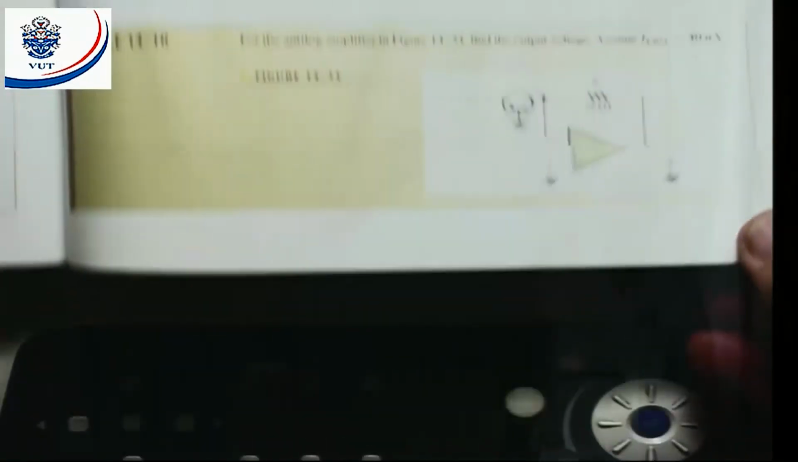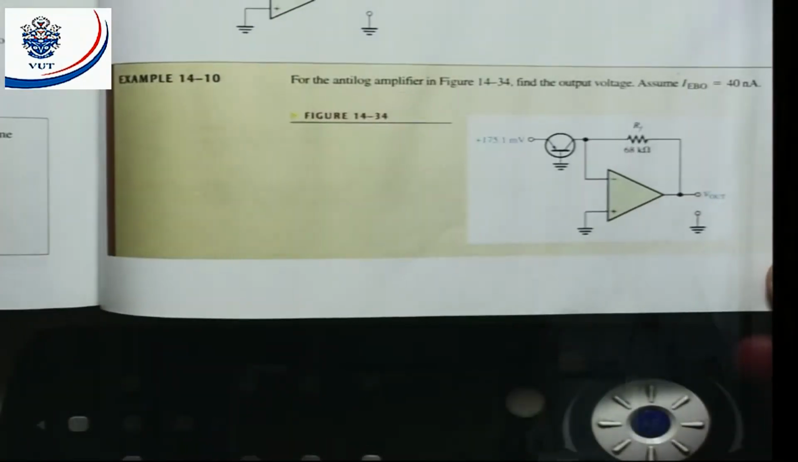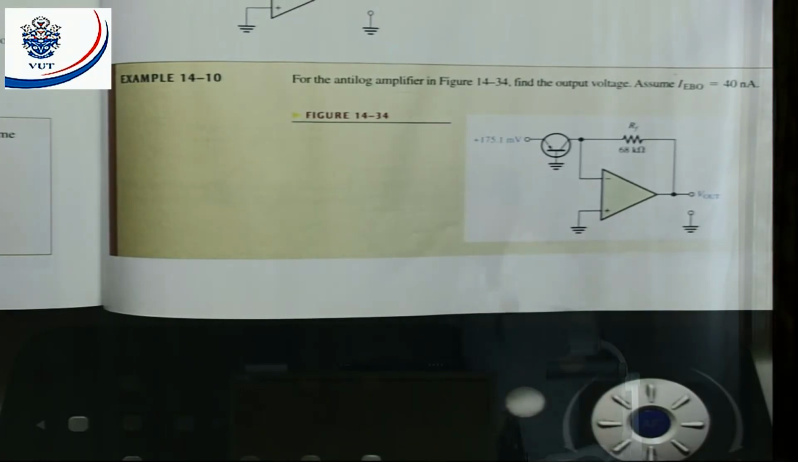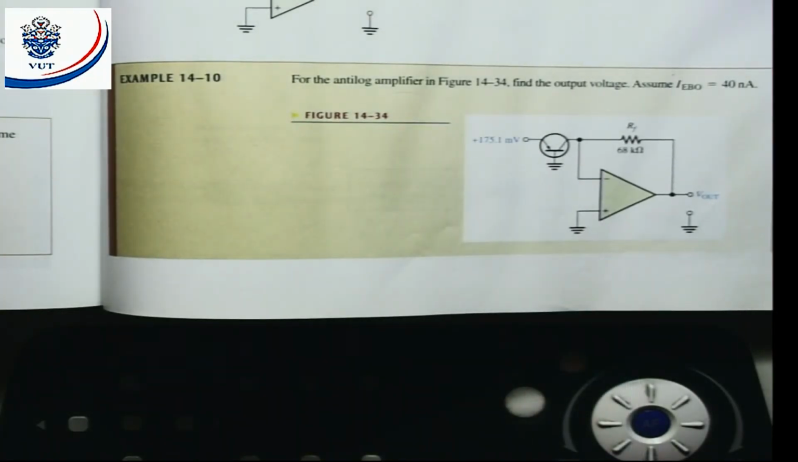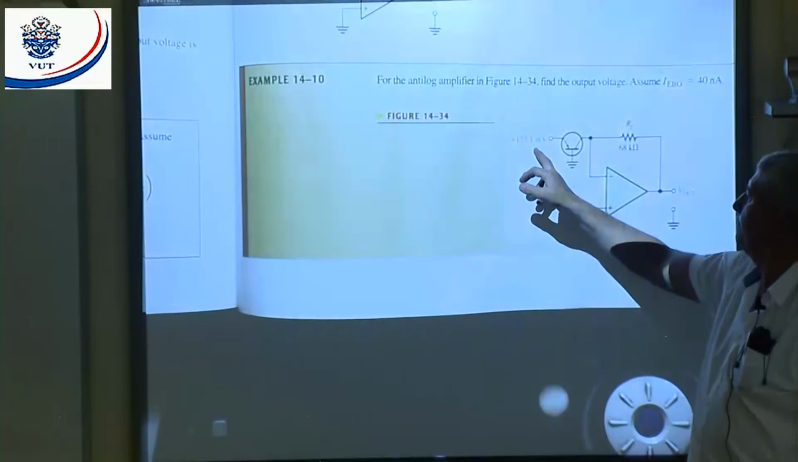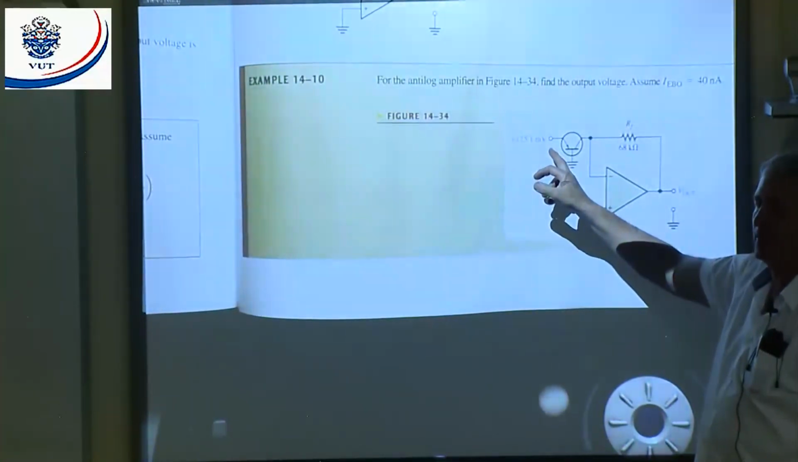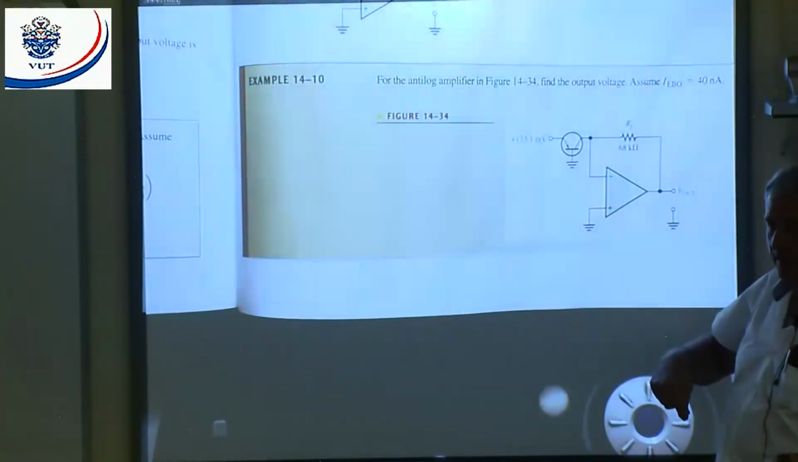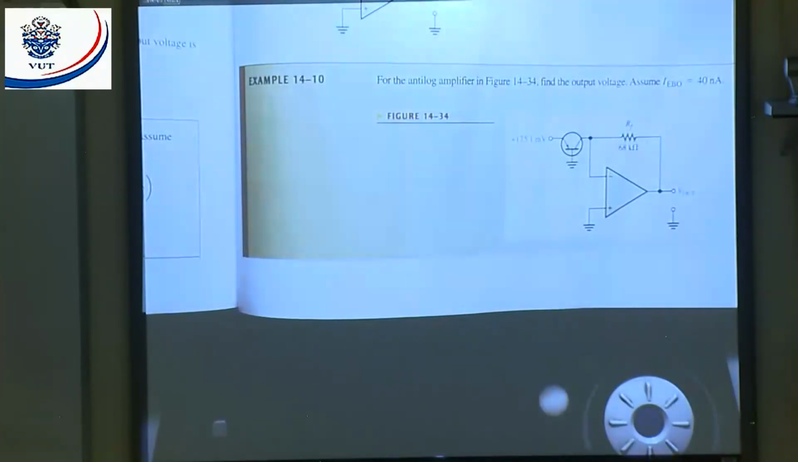Now, let's go and look at example 14.10. They state here, find the anti-log in figure 14.34, find the output voltage, assume IEBO is equal to 40 nanoamps. But now, what is my input here? 175.1 millivolt. That means now we're going to get the anti-log of that. If you take the anti-log, what should we get? We should get 3 again. Let's go and have a look.